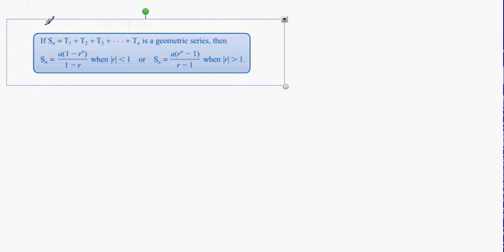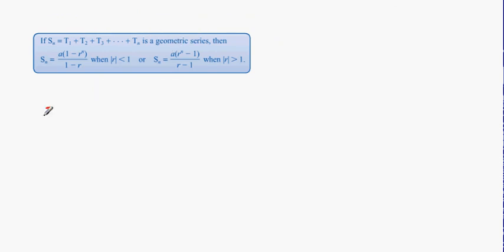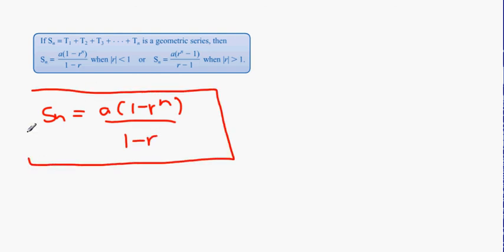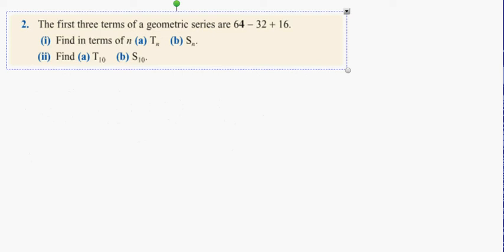Okay, so for a geometric series, if Sn is t1 plus t2 plus t3, and so on, then Sn equals a into 1 minus r to the power of n, all over 1 minus r. Now, this is the form we're going to use, okay? It's used primarily when r is less than 1, but we can use it for both cases, okay?